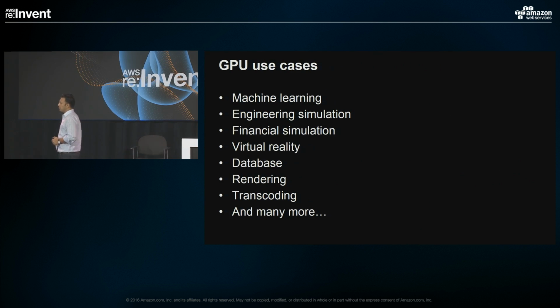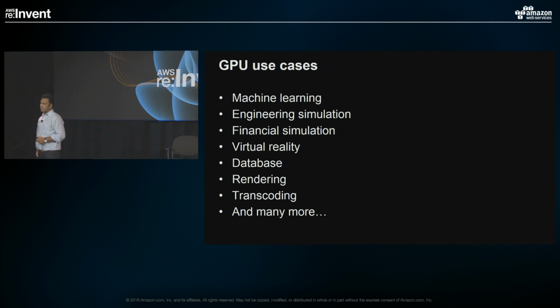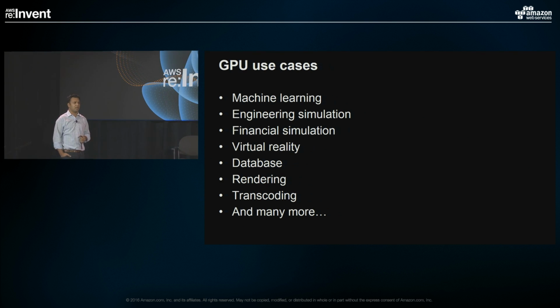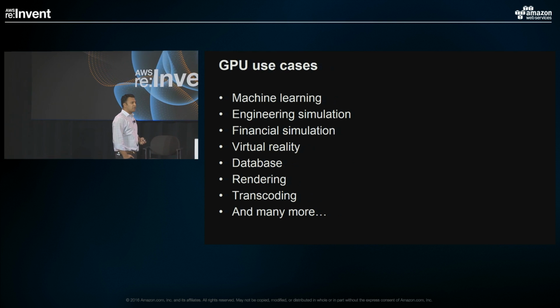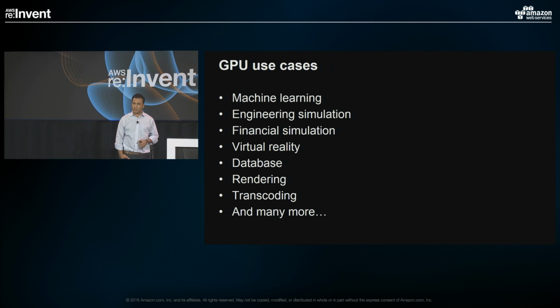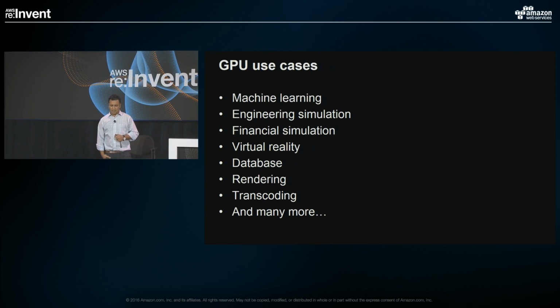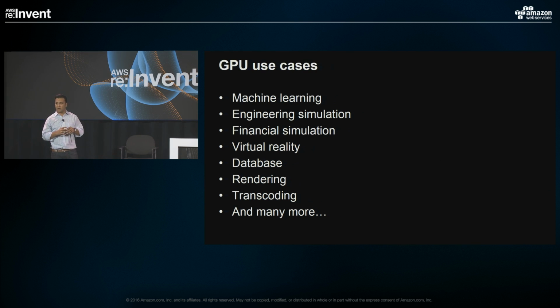So some of the common use cases for GPUs. Machine learning is a very common use case where GPUs are utilized heavily. Engineering simulations in the manufacturing industry. A lot of our financial services customers use GPUs for financial simulations and forecasting. Virtual reality, Verizon is a great example for that. They'll talk about that. Accelerated databases, video rendering, transcoding, and many more use cases. But with these use cases, you sort of get an idea of what GPUs are really good at.